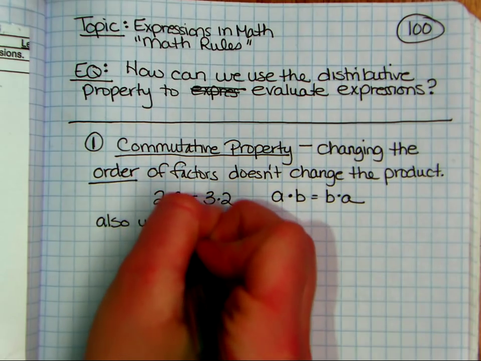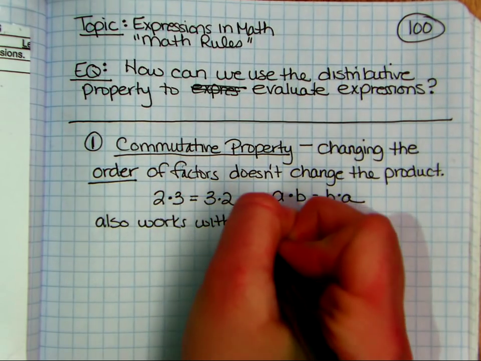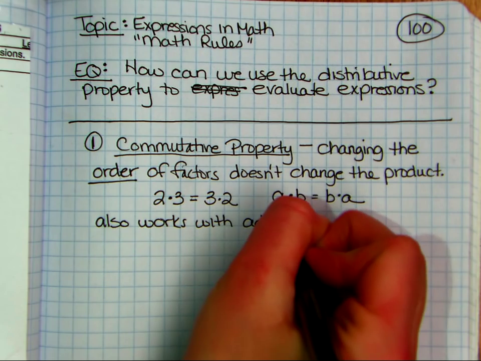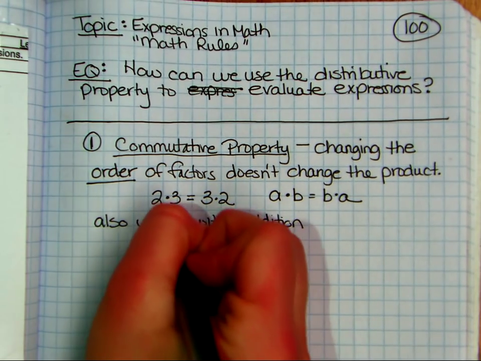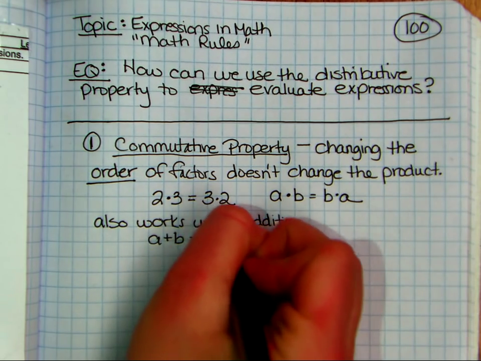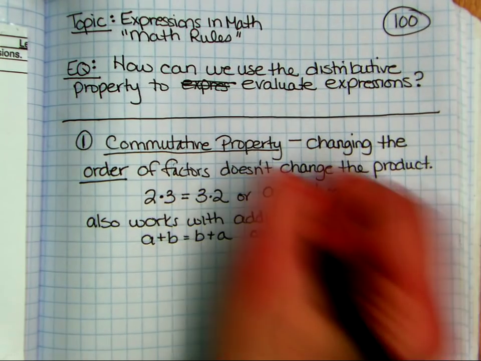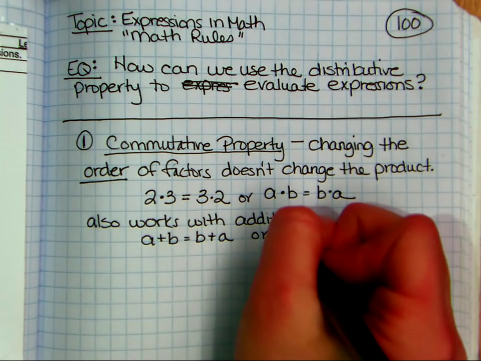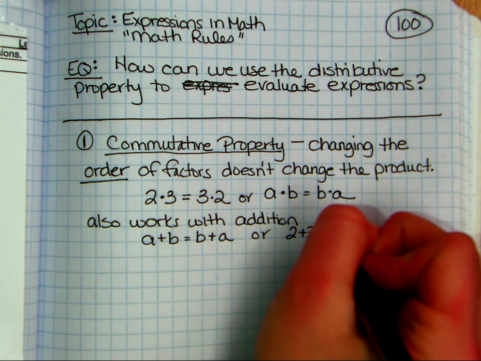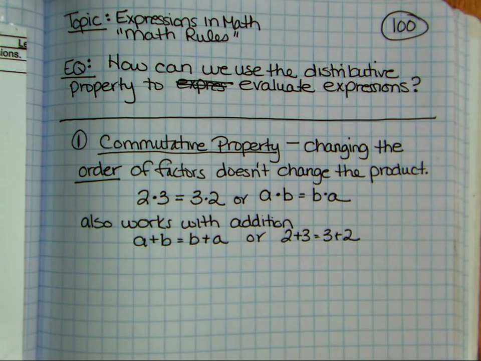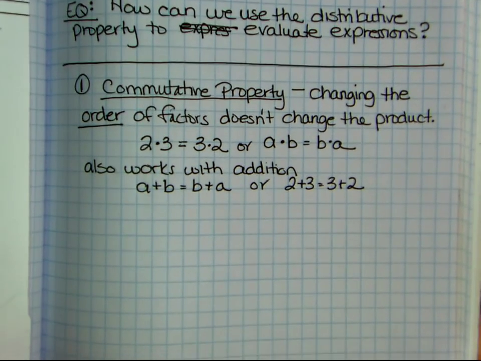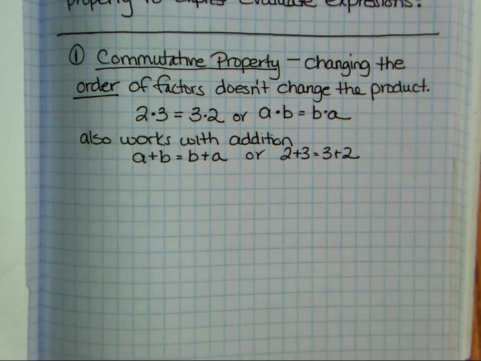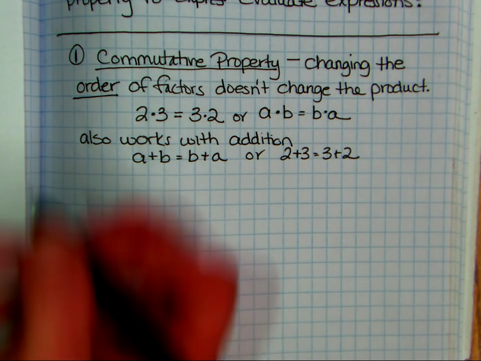So it also works with addition. So that looks like this. A plus B is the same as B plus A, or if we had 2 plus 3, it would be the same as 3 plus 2. That's the commutative property. Up next, super exciting, is the associative property.